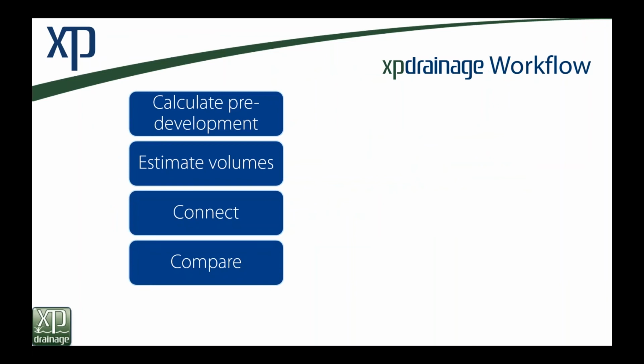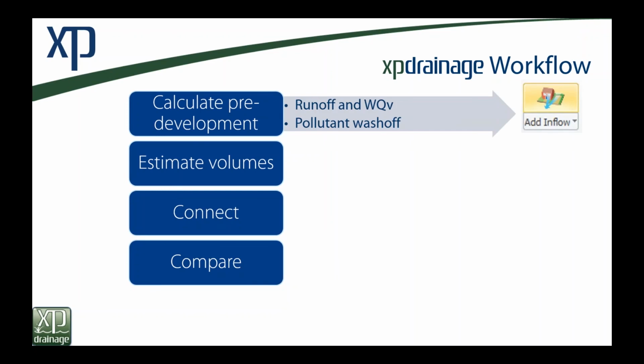So we're going to get into the case study here in a second, but we'll look at the workflow we use with XPDRAINAGE, the workflow that we'd use with this case study. So we started with the pre-developed, or the rainfall runoff part of the assessment. We're going to start by looking at the water quality volume, calculating what that's going to be, looking at the runoff from the site.